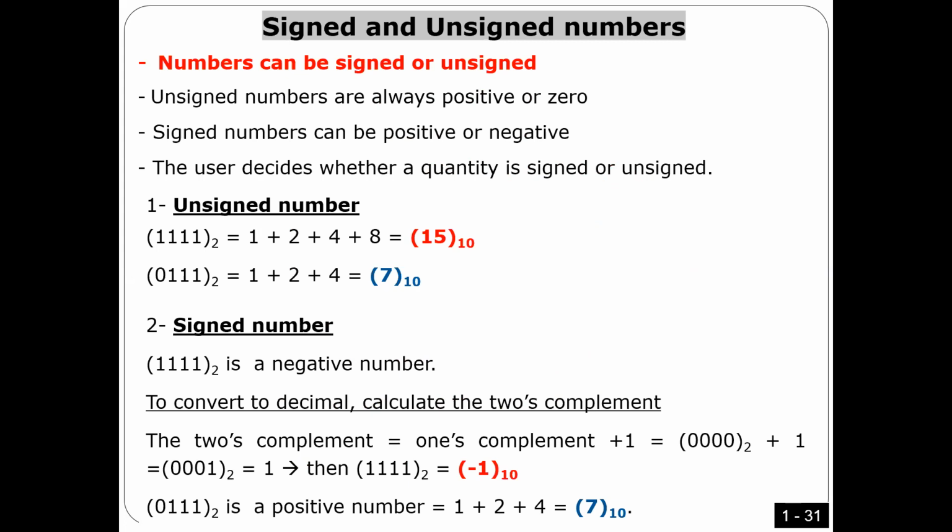When you do programming, sometimes you have signed numbers and sometimes unsigned numbers. So the quantity you are measuring can be signed or unsigned. For example, the number of students enrolled in this course is for sure an unsigned number. Unsigned means it's 0 or positive, it cannot be negative. Number of cars, number of students, all these are 0 or positive, they cannot be negative. But other quantities, like temperature, can be positive or negative.